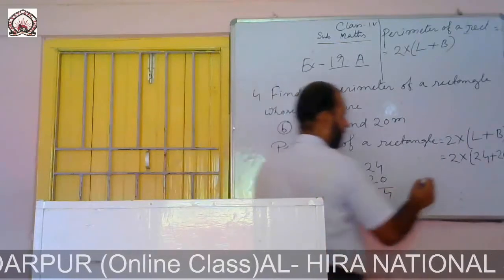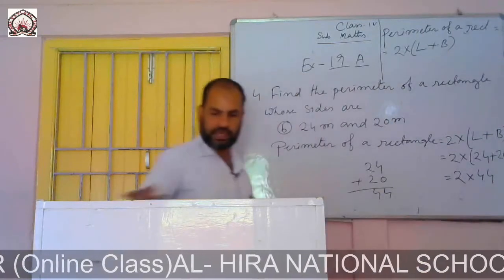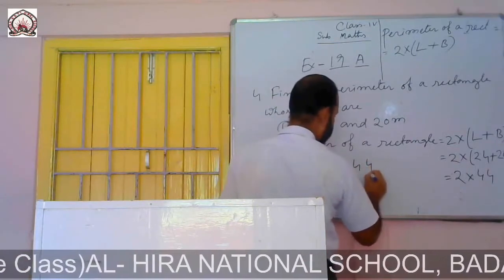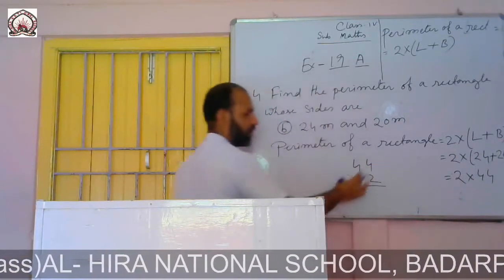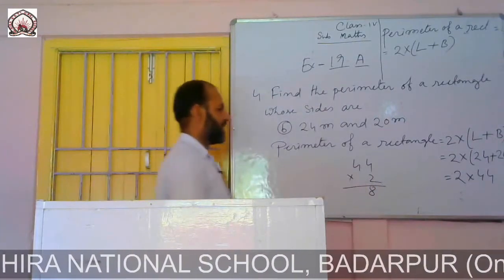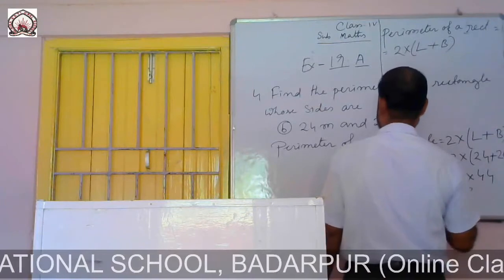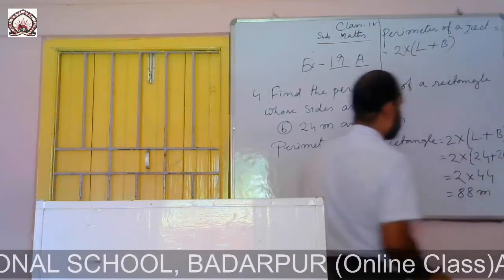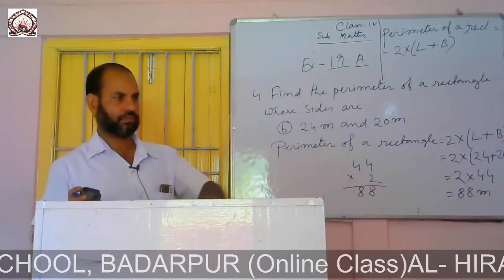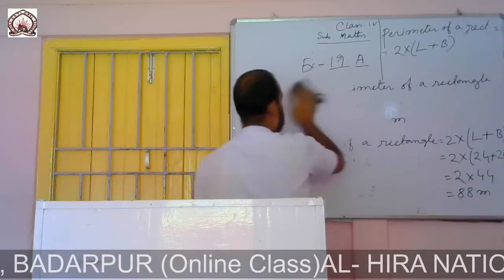44. So 2 into 44. 44 into 2. 4 twos are 8 and again 4 twos are 8. Answer is 88 meter. Next, question number 5.